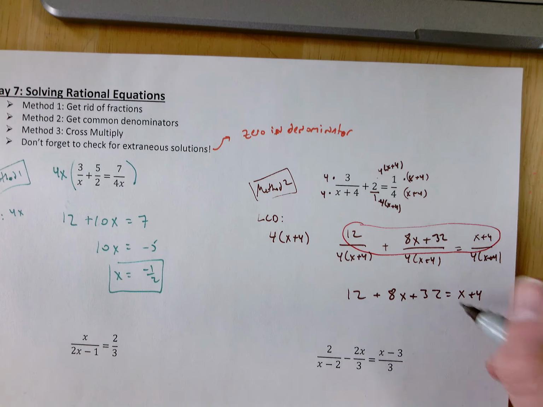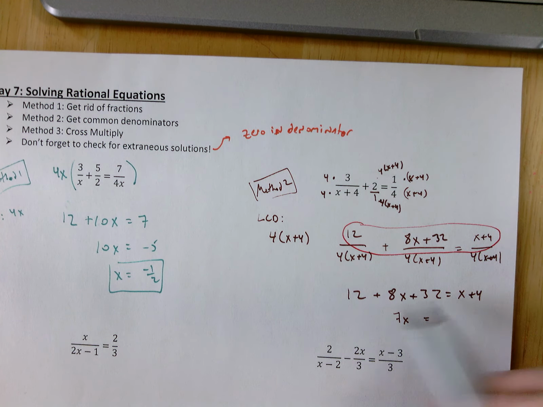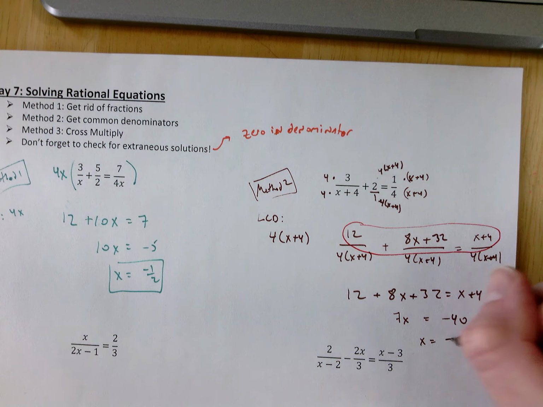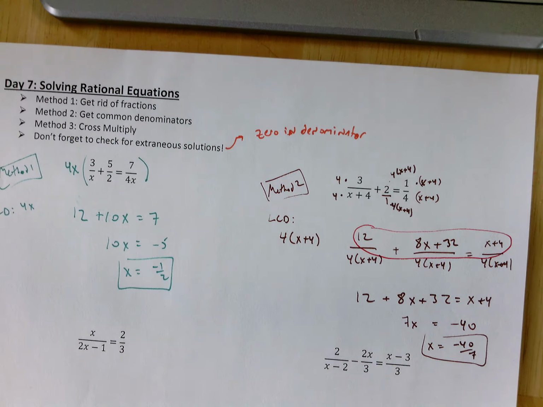All right, and this shouldn't be too bad. So grouping together, I'm going to get 7x over here. These two add to 44. Subtract that from both sides. That would be negative 40, right? So x is going to be negative 40 over 7. And there's our solution. Okay, so that's method 2.